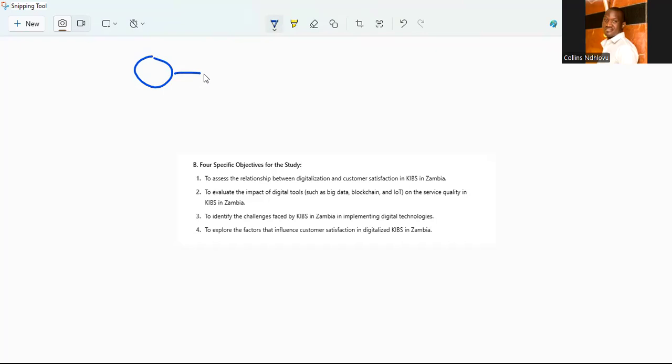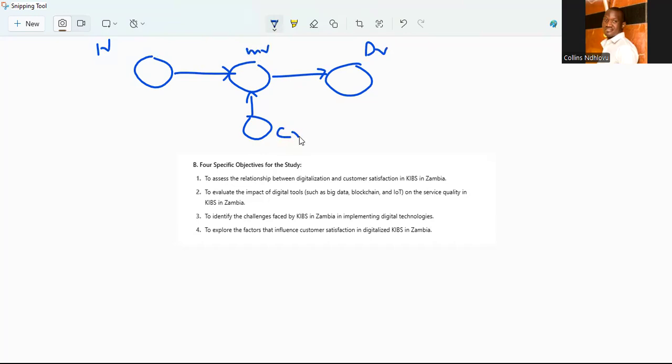So we can come up from here: dependent variables, moderating variables. So our independent variables, the moderating variables, the macro variables. Okay, so our independent variable will be what? Digitization. So digitization becomes our independent variable.